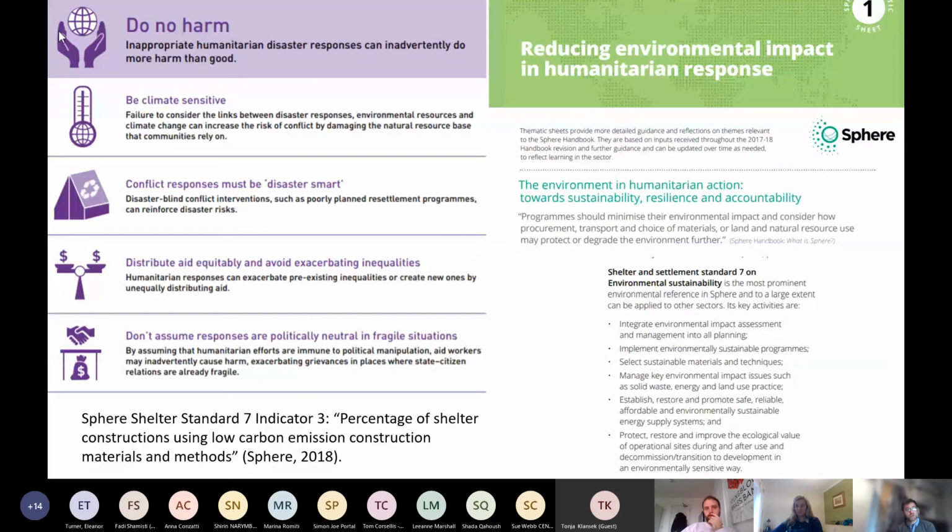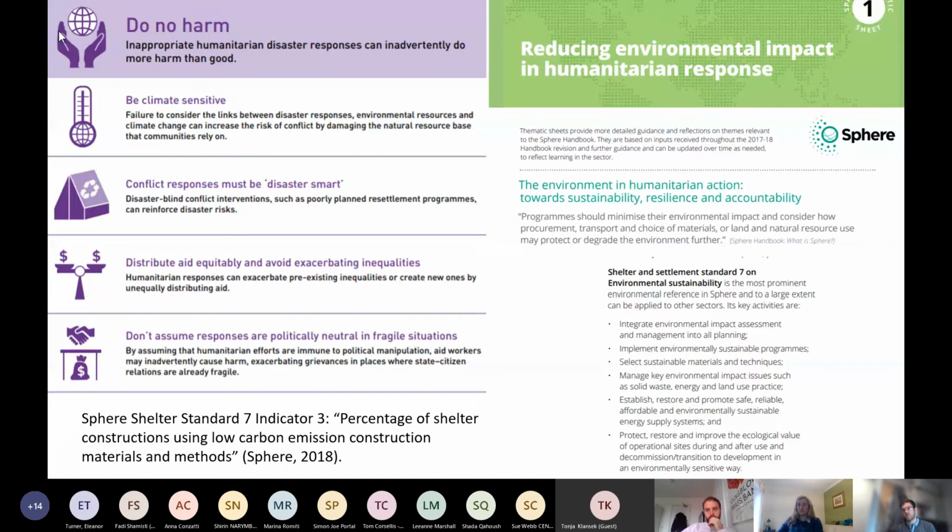And as you can see on the bottom left there, indicator 3 of Sphere Shelter Standard 7 is the percentage of shelter constructions using low carbon emission construction materials and methods. And the Environment Community of Practice released a briefing note on this, where they highlighted some of the things that needed to be done to achieve that standard and to achieve reaching and measuring accurately the indicators.